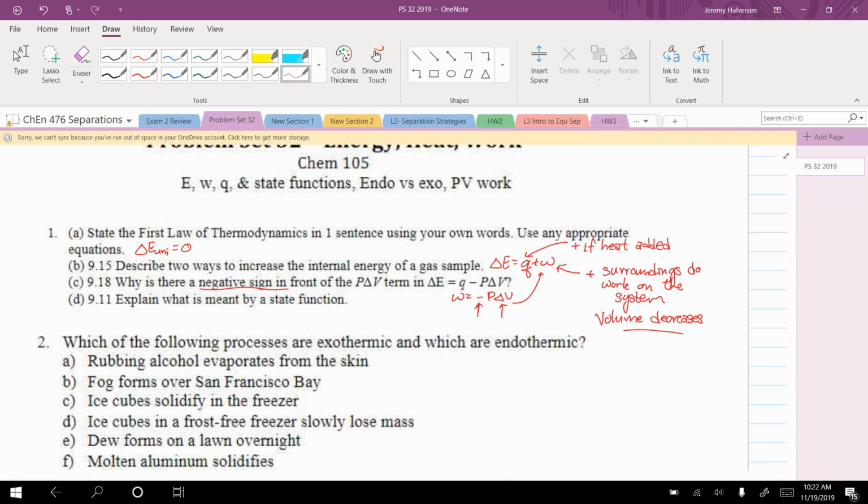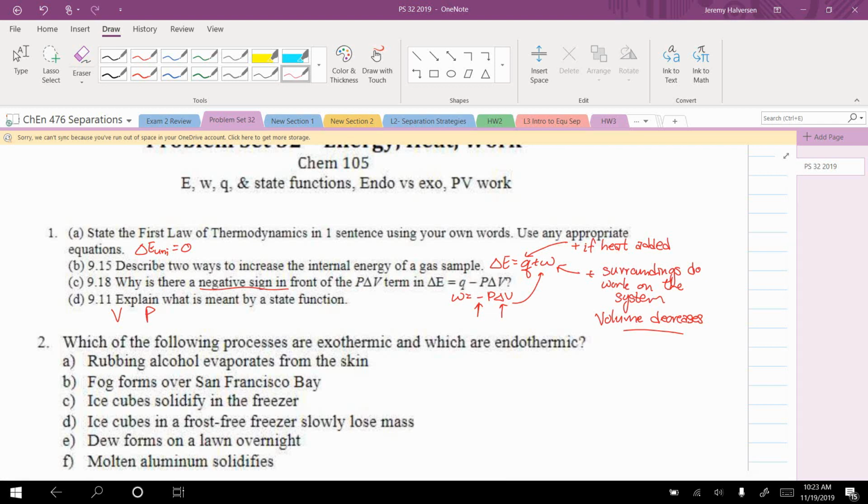All right, and then part D, what's meant by a state function? A state function is just a parameter or variable that is path independent, which means it doesn't matter how you get to that state, the value of that parameter at that state is the same. For example, volume is a state function. What does that mean? It means that if I have a gas that's 10 liters, it's 10 liters regardless of what it used to be. Same thing with pressure. If I have a gas that's 2 atmospheres, it's 2 atmospheres regardless of what it used to be. That's a state function.